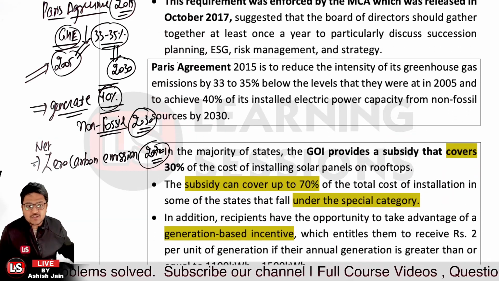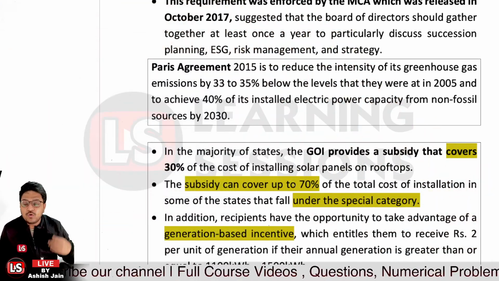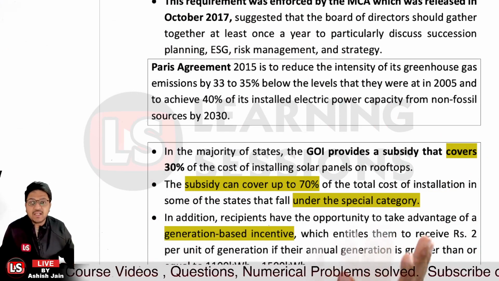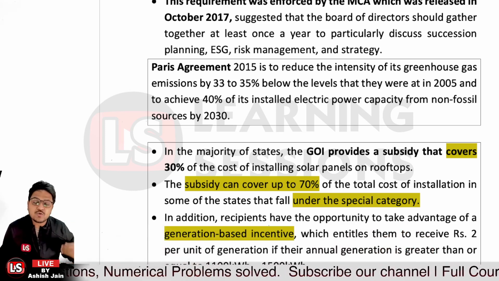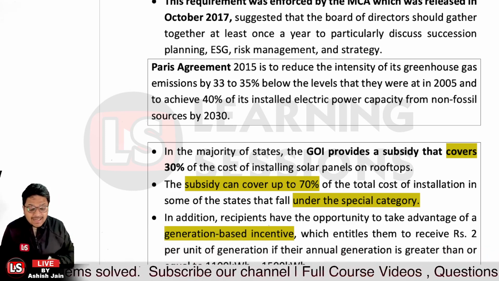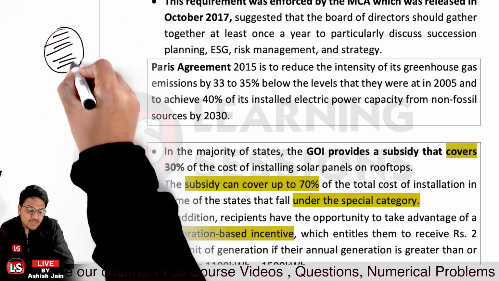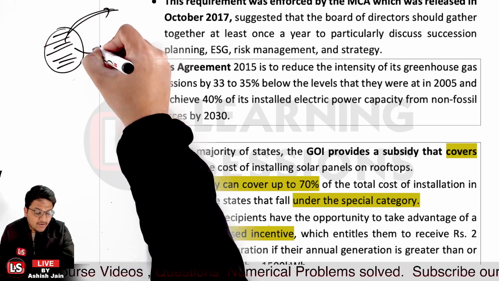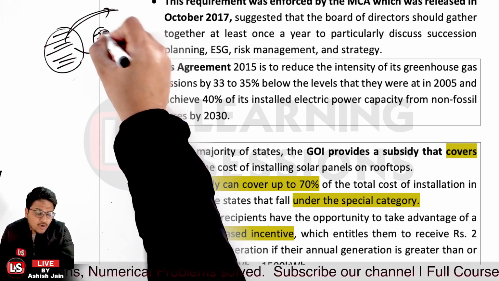Further, in the majority of the states, the Government of India is providing a subsidy: if you install a solar rooftop panel, you will get 30% subsidy, and up to 60% in some areas, also up to 70% in some areas, related to some special categories. Recipients will also have an opportunity to generate electricity of their own, and the excess electricity that they generate they can pass on and earn from. Based on their annual generation, for each unit they will receive up to rupees 2 of revenue.